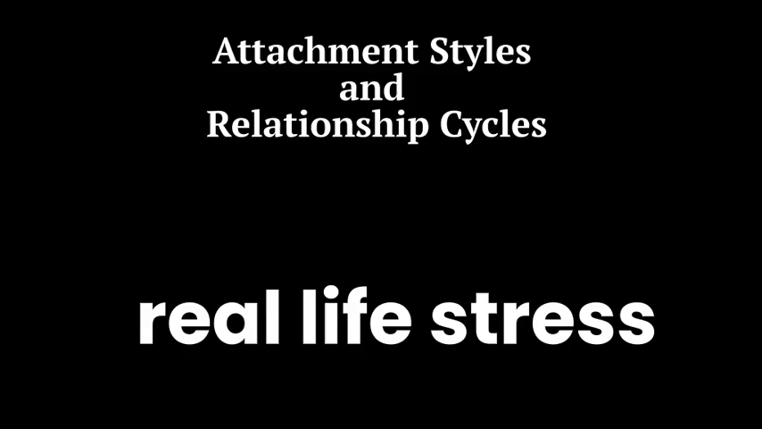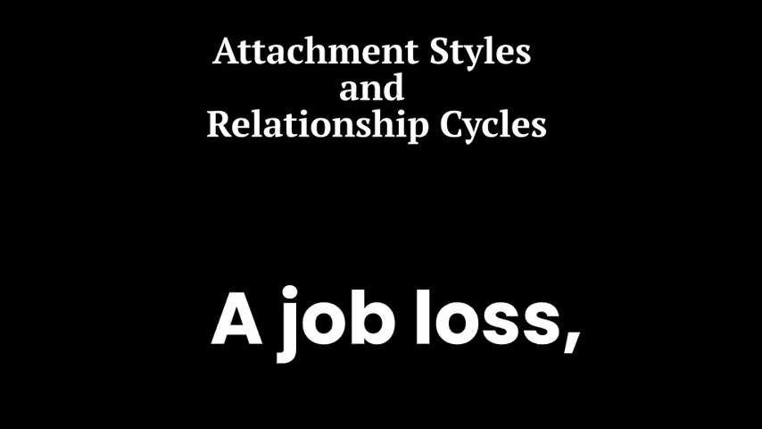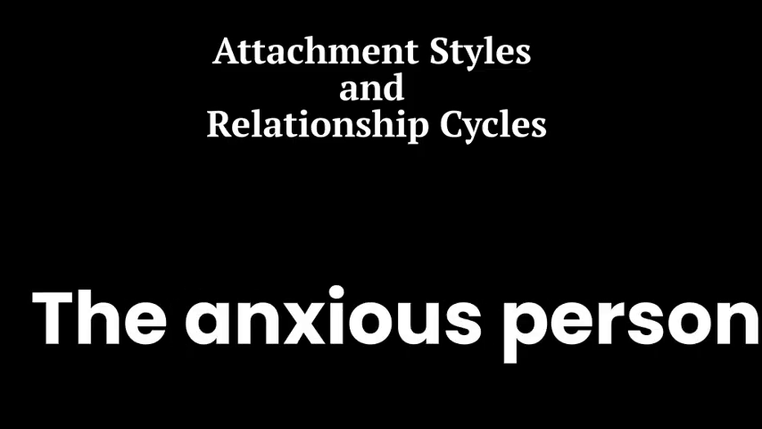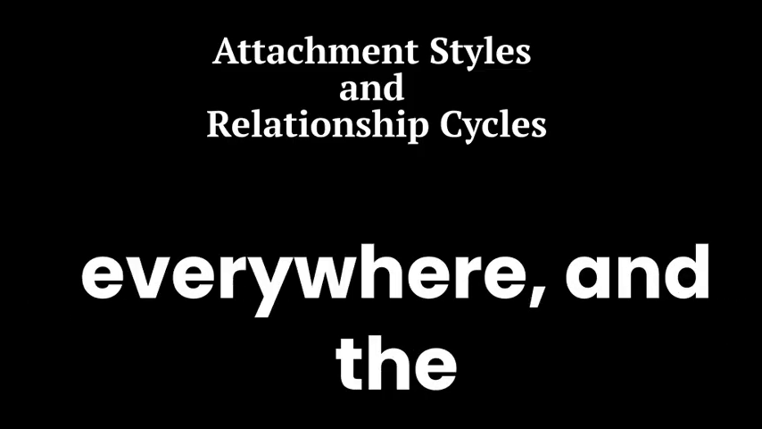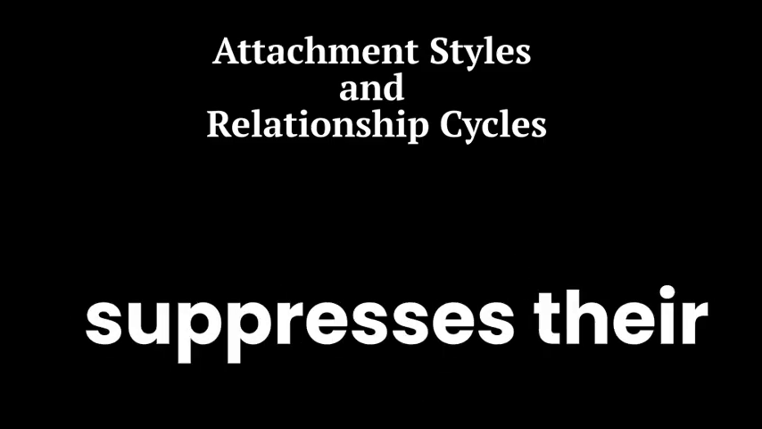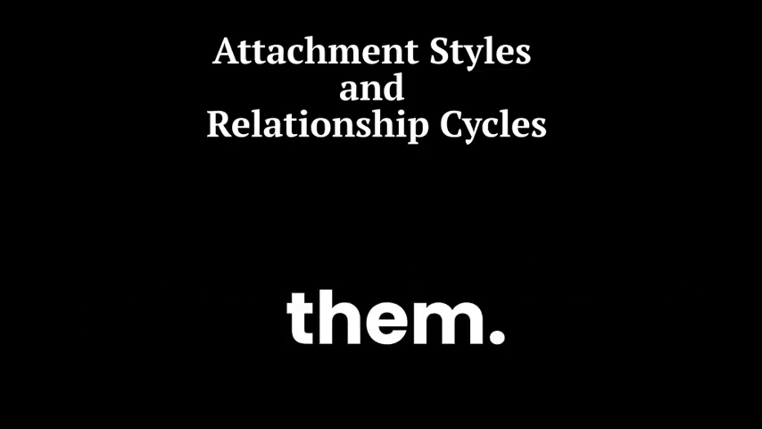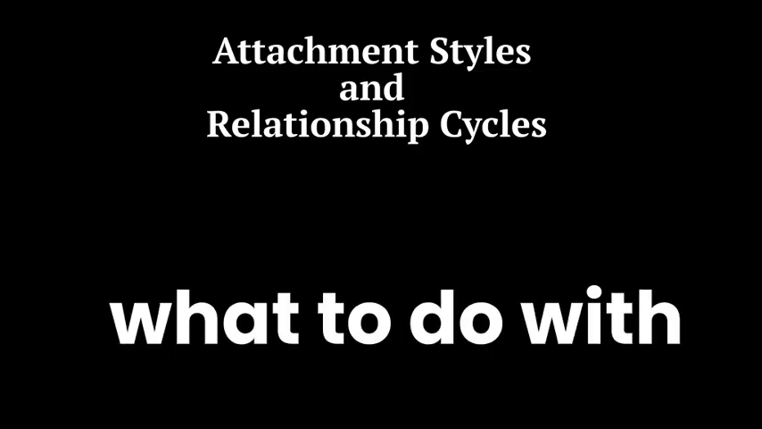And then you add real-life stress on top of that. A job loss, a sick parent. And the strategies just get more extreme. The anxious person sees catastrophe everywhere, and the avoidant partner suppresses their distress so much that it's impossible for anyone to actually support them. Okay, so this whole deep dive is about what to do with this knowledge.